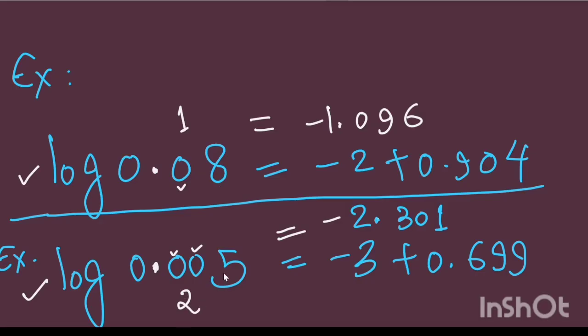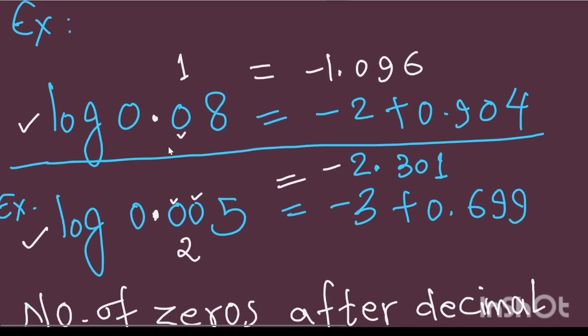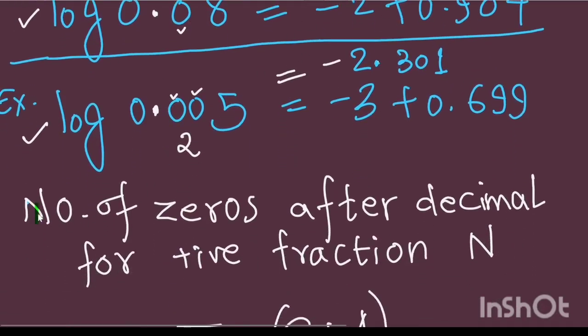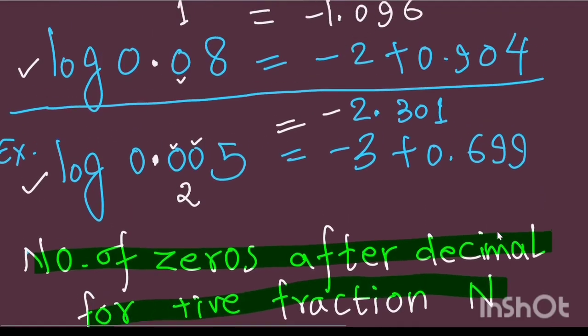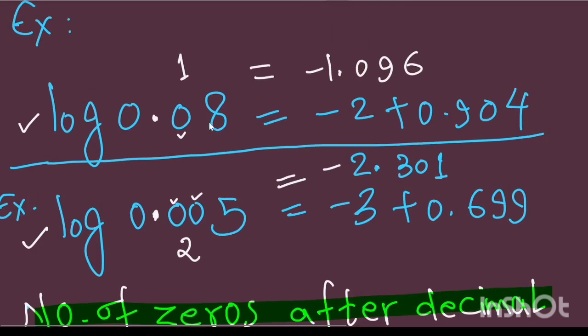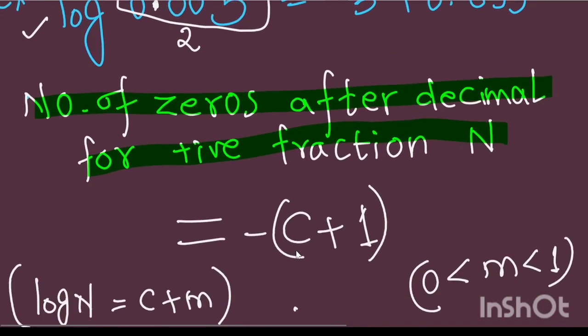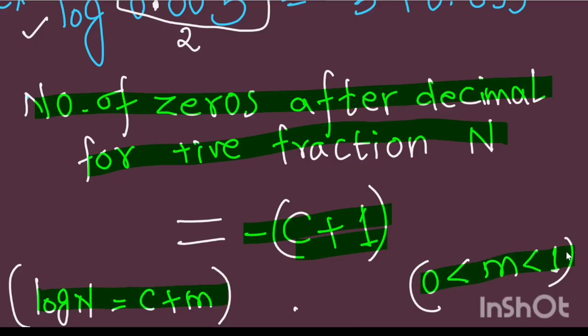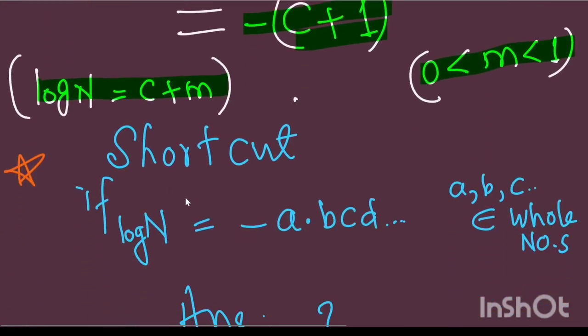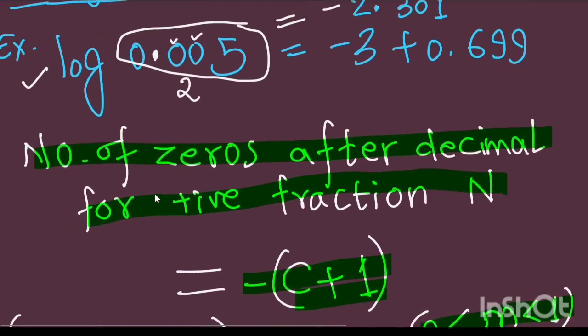So as you can see, if the question is the same, how many zeros after the decimal point are there for a positive fraction n? If they are asking for a positive fraction, as you can see, these 0.08 and 0.005 are positive fractions only. So the question is how we can find the number of zeros after the decimal. It is, guys, minus of c plus 1, where log n is c plus m and c is defined as usual as the characteristic, m is between 0 and 1. But basically there is a shortcut, guys. Before I explain the shortcut, I will do it directly by the shortcut.